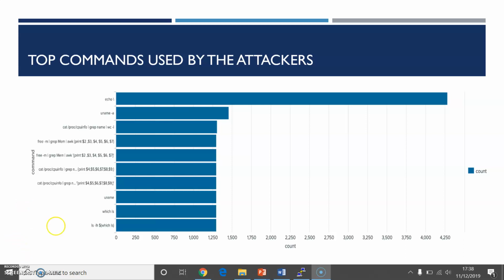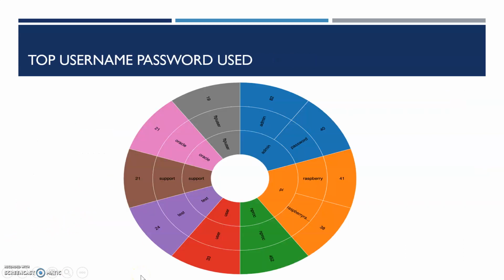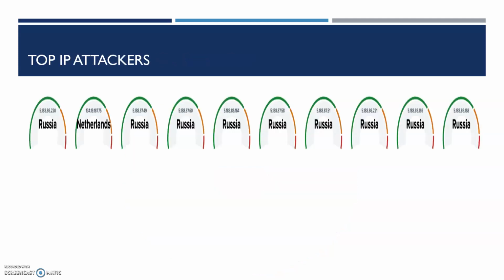So moving on to the next slide. These are the top usernames and passwords used by the attackers to get into our systems. As you can see, there's admin, which has been used 82 times. Then we have nproc as username and password, which was used 452 times. This shows that the type of passwords we use every day puts our network and data at risk. So moving on to top IP attackers, these are the top 10 IPs our honeynet logged.